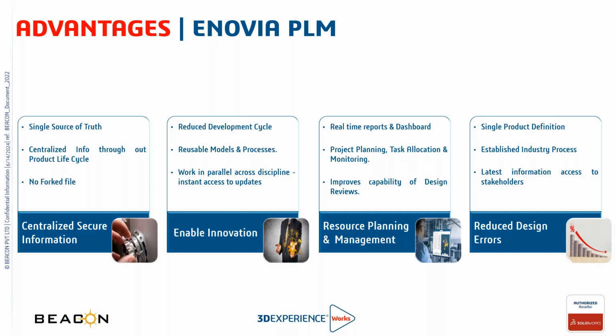And at the same time, not only the design process, but other processes such as project planning, task allocations, and review processes can be run simultaneously along with it, which helps in resource planning and management. And with a single product definition, where all the organizations or departments work on a single file, this reduces design errors. And also, this keeps the latest information at the fingertips of all the stakeholders.